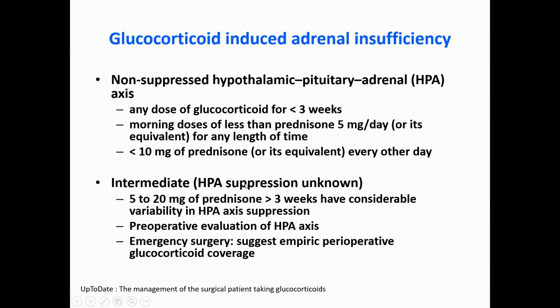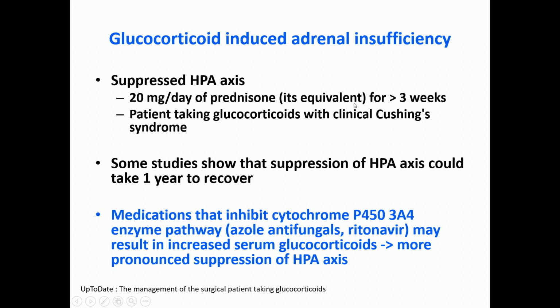In terms of the intermediate group, where you're a little bit less clear, patients who've been on between 5 to 20 milligrams of prednisone can have a large variability in their hypothalamic pituitary adrenal axis. So if you can do it, you may want to consider pre-op evaluation before their surgery to see if they need additional steroids. But if they're going to have an emergency surgery, you may want to consider empiric perioperative glucocorticoid coverage.